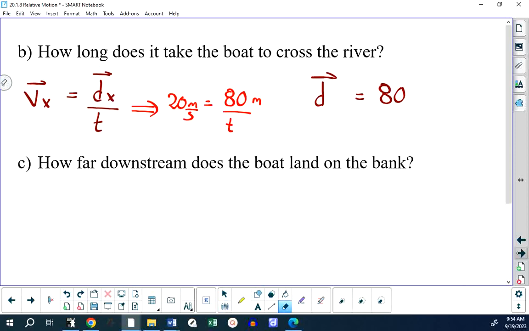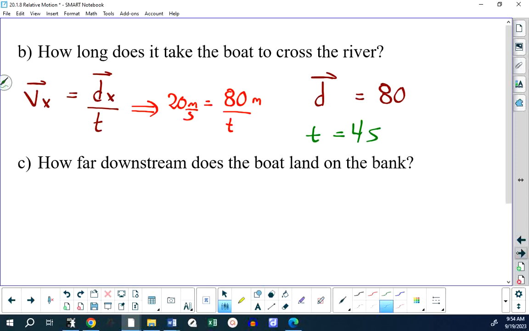It's a pretty easy calculation, and my brain screeched to a halt there. 4 seconds. I mean, 20 meters per second for a boat is really fast. It's like 80 kilometers per hour, roughly. How far downstream does the boat land?